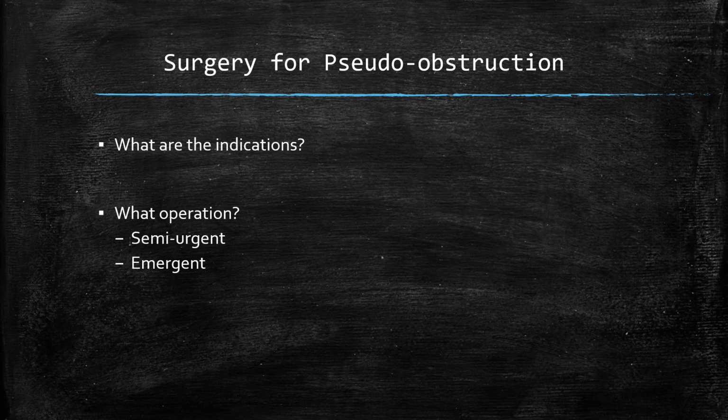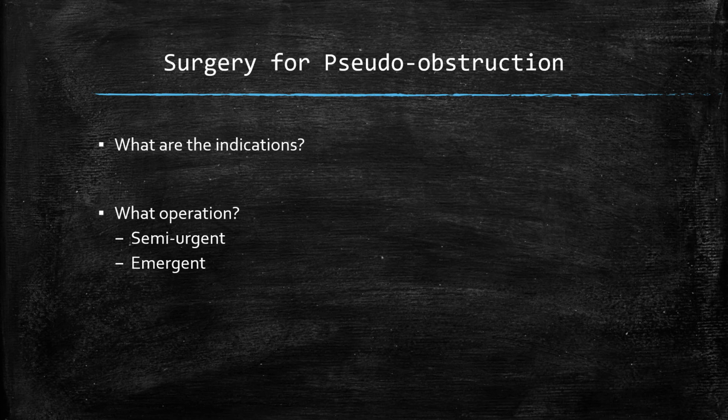Well, there are several indications. One would be the very rare patient where nothing else worked. Conservative measures didn't work. Neostigmine didn't work or couldn't be used. Colonoscopy didn't work. Then surgery is indicated for this patient. Of course, the other indication is the emergent indication, someone who develops peritonitis or frank perforation.